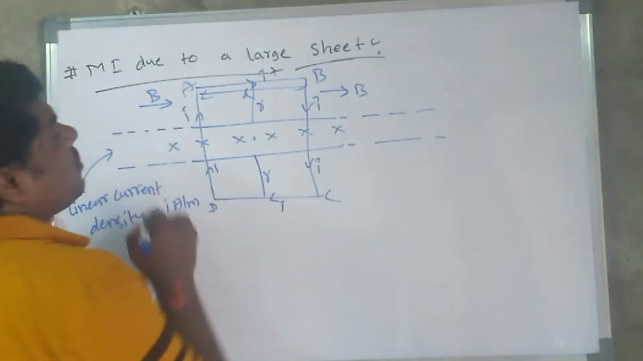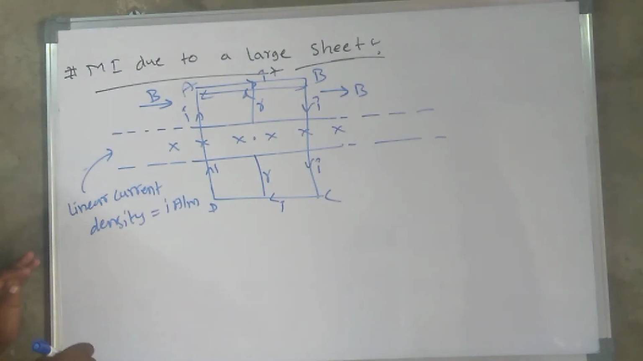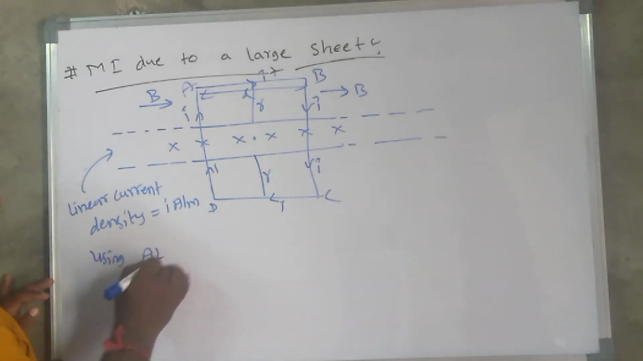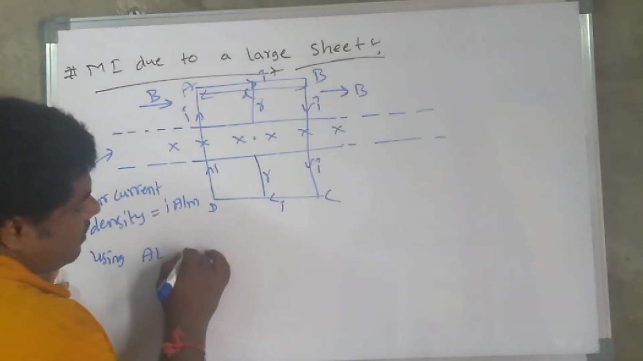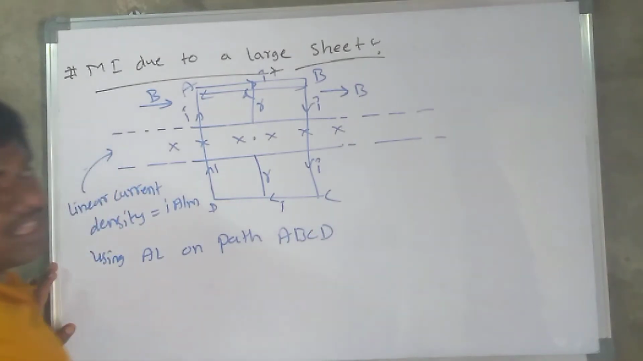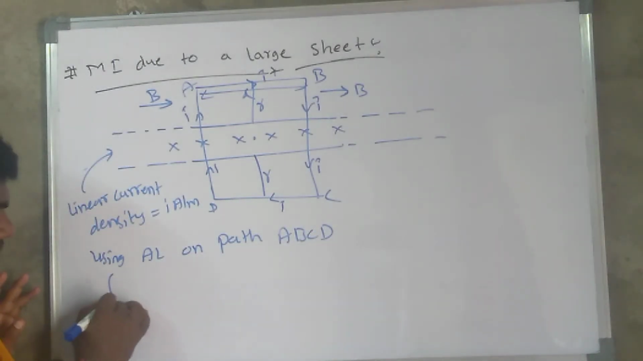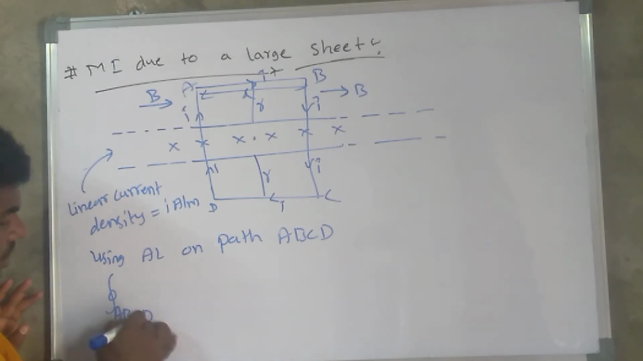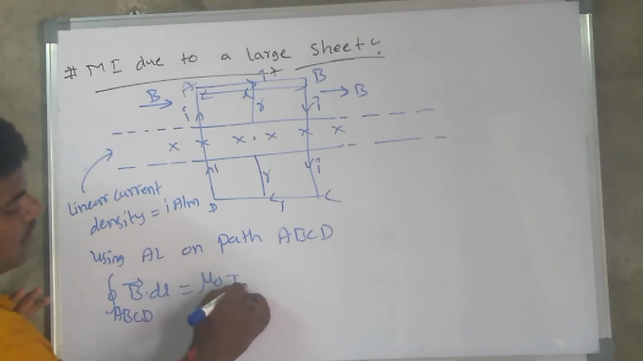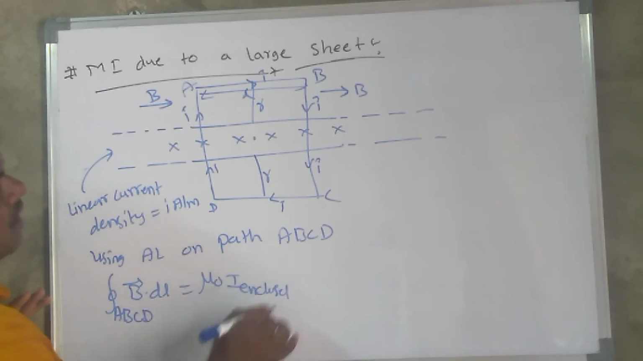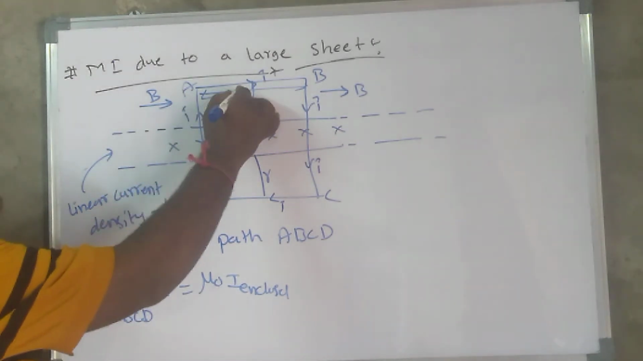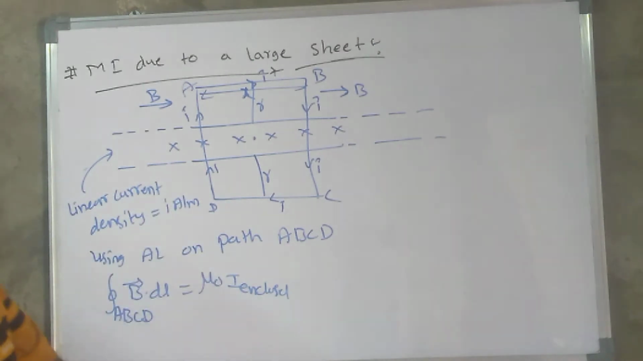Here, using Ampere's law on path ABCD, the closed integral of B dot dl around ABCD should be equal to mu naught into I enclosed. So I enclosed is nothing but I into X, in this cross-section.